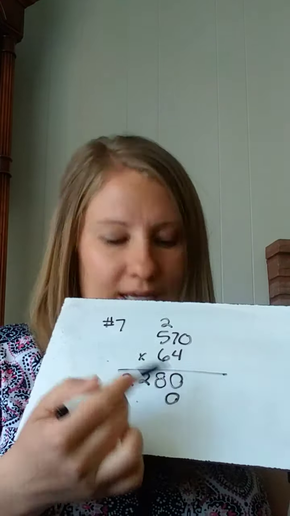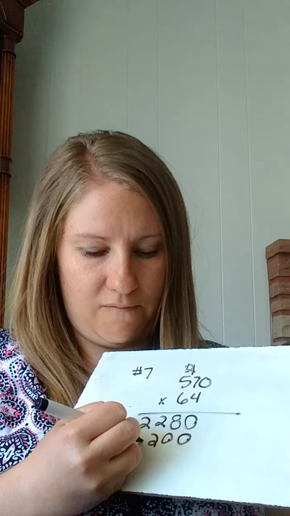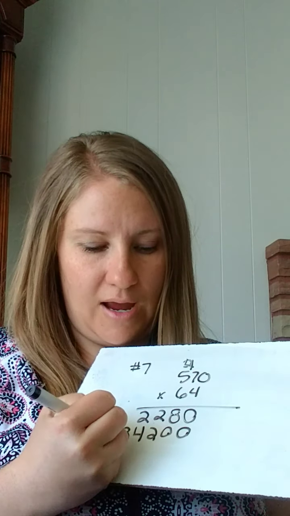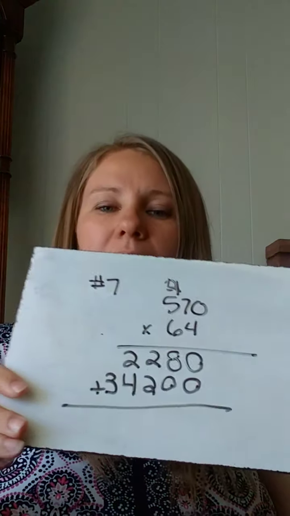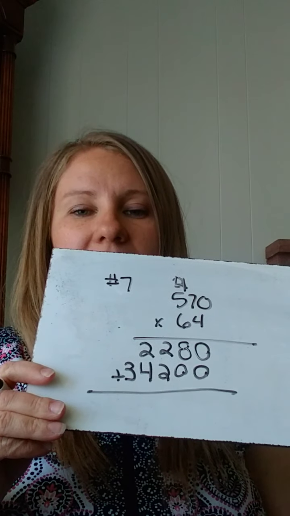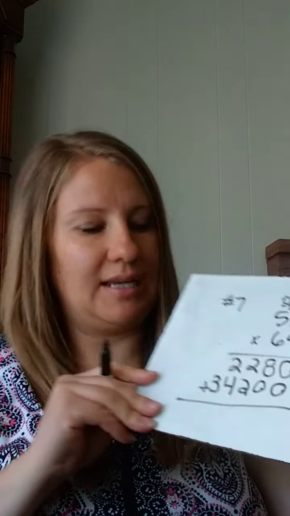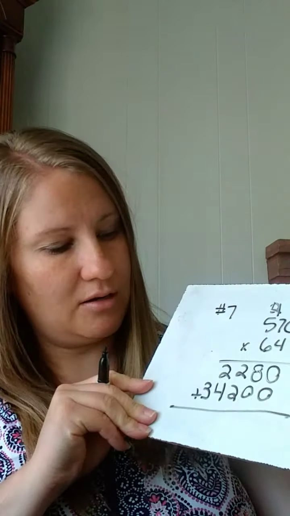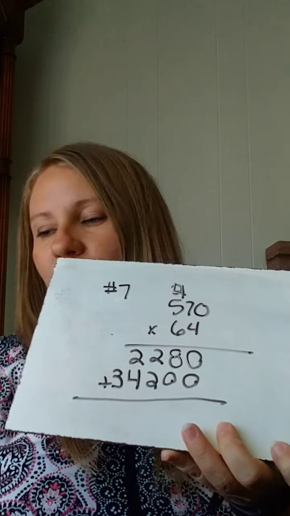6 times 0 is 0. 6 times 7 is 42. So I write my 4, carry my 2. 6 times 5 is 30, plus 4 is 34. All right, now I have my two numbers. I have 2,280 plus 34,200. So I can go ahead and add those together. You can do that. Go ahead and pause the video and finish the equation and enter in your answer. I'll move to number 8.